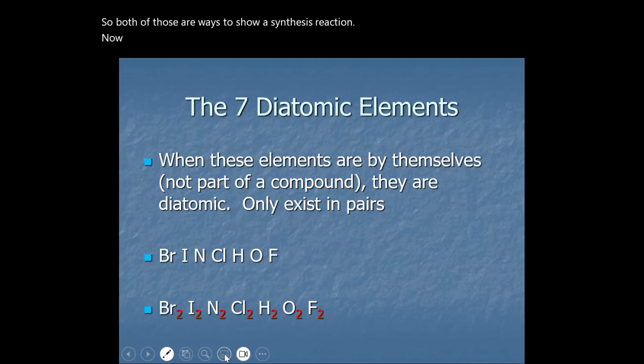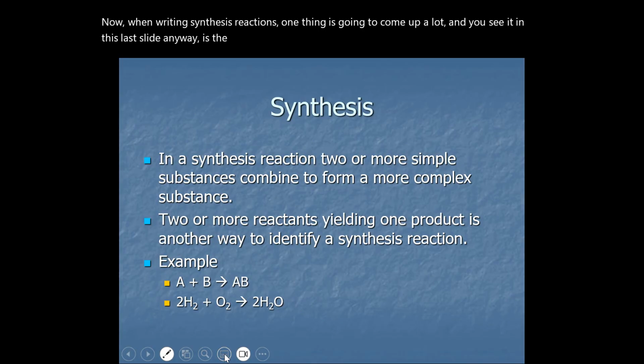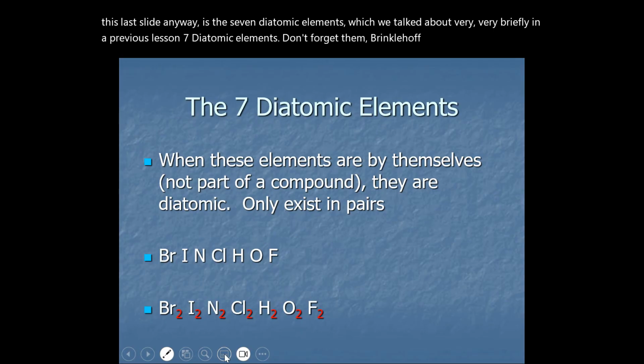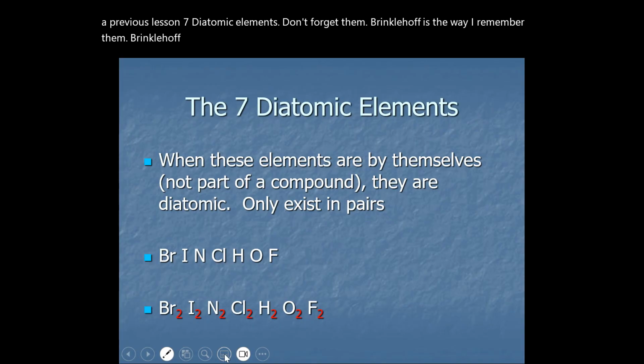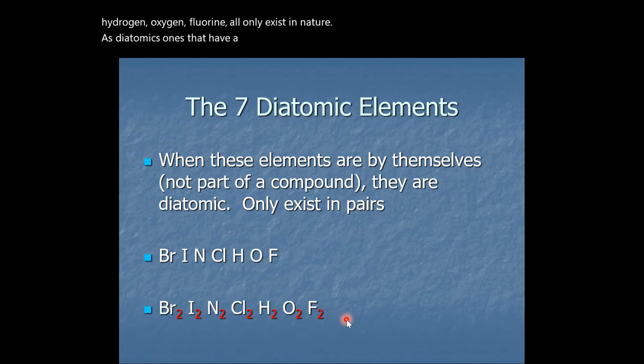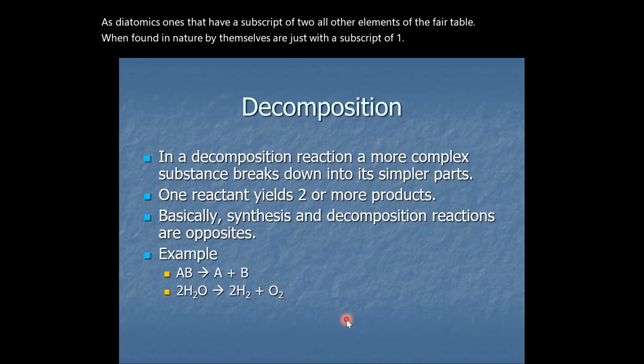Now, when writing synthesis reactions, one thing that's going to come up a lot, and you see it in this last slide, is the 7 diatomic elements, which we talked about very briefly in a previous lesson. 7 diatomic elements, don't forget them. Brinkelhoff is the way I remember them: BrINClHOF, meaning bromine, iodine, nitrogen, chlorine, hydrogen, oxygen, fluorine. These all only exist in nature as diatomics, ones that have a subscript of 2. All other elements on the periodic table, when found in nature by themselves, are just with a subscript of 1.